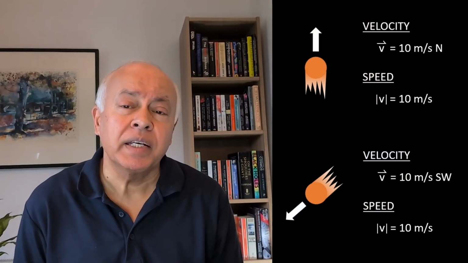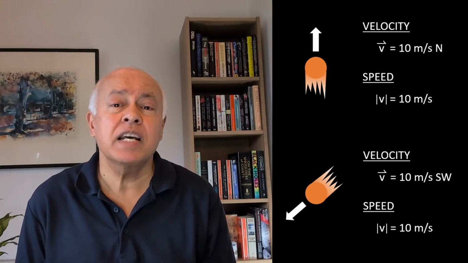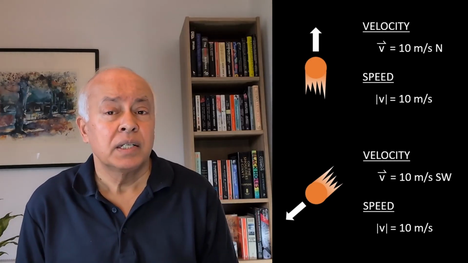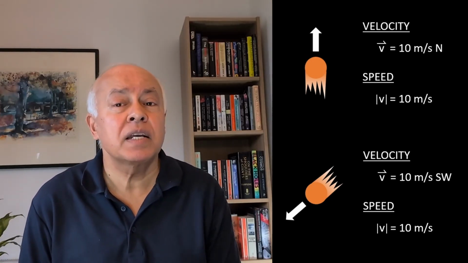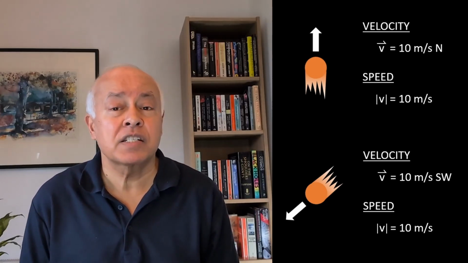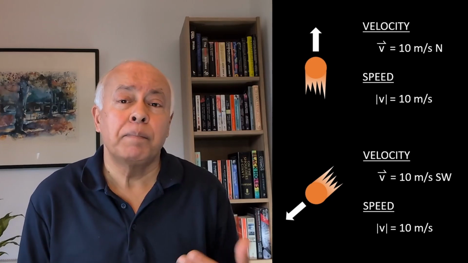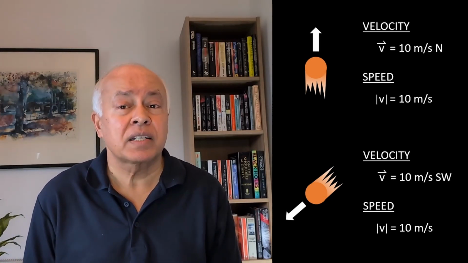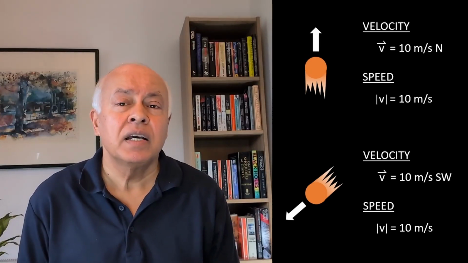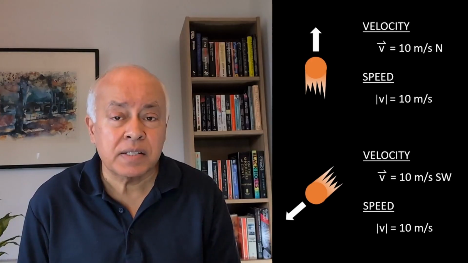If something is moving at 10 meters a second and travelling north, then its speed is 10 meters a second, but its velocity is 10 meters a second northwards. It is possible, of course, that the speed can remain the same, but the direction changes. So something moving at 10 meters a second southwestwards still has a speed of 10 meters a second, but its velocity is now 10 meters a second southwest. We will see a real example of this in another video on orbital motion when we consider how a satellite orbits the Earth.